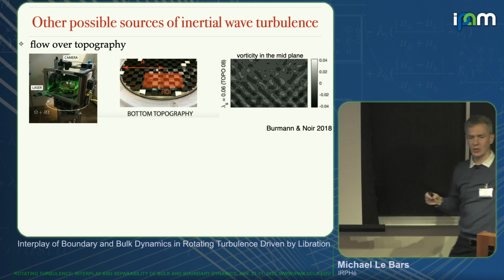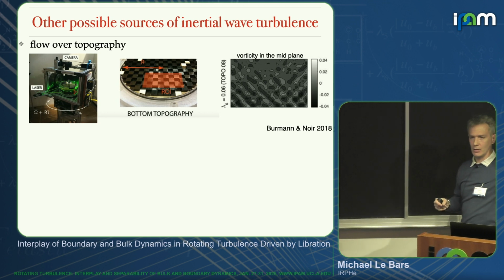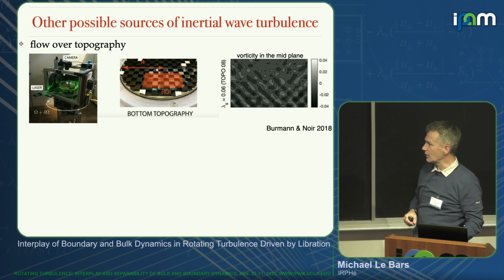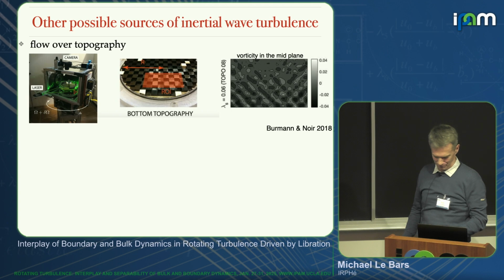And of course, core mantle boundary, inner core, ice sheets, all that may be rough. So that's the first example. The second example might be boundary turbulence.